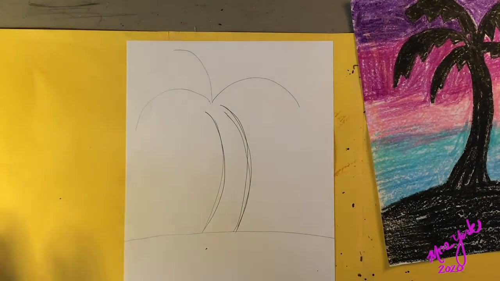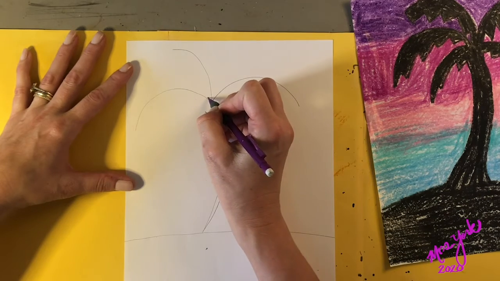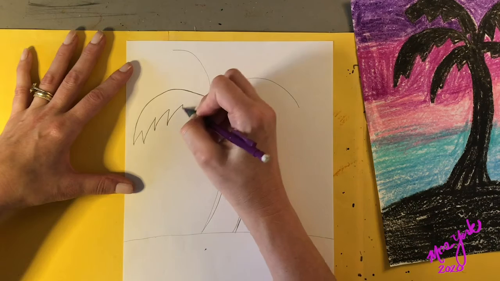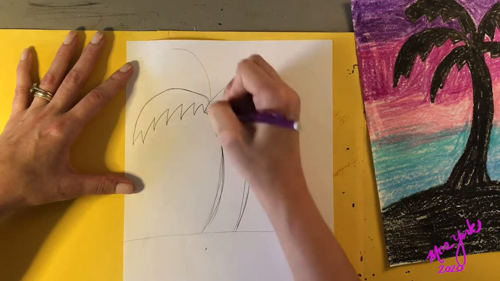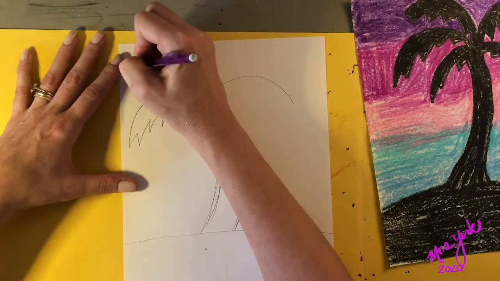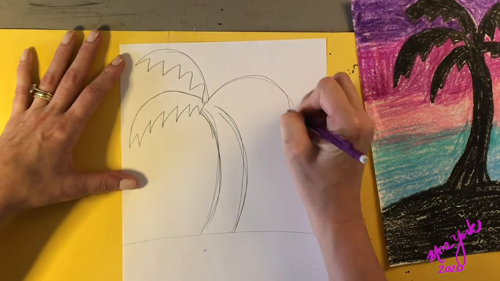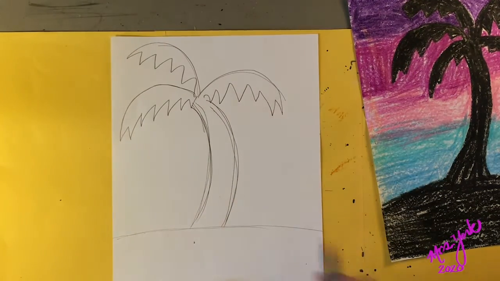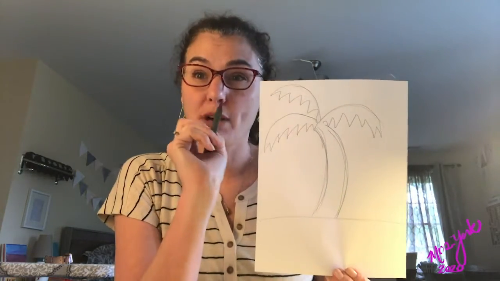Okay? Now I'm still not finished. So what I'm going to do now is I'm going to come here, make this one darker, and then I'm going to do a zigzag line all the way to there. Let's make that a little skinnier. There we go. This one, zigzag. This one, zigzag. Okay, now here's my palm tree ready to go.